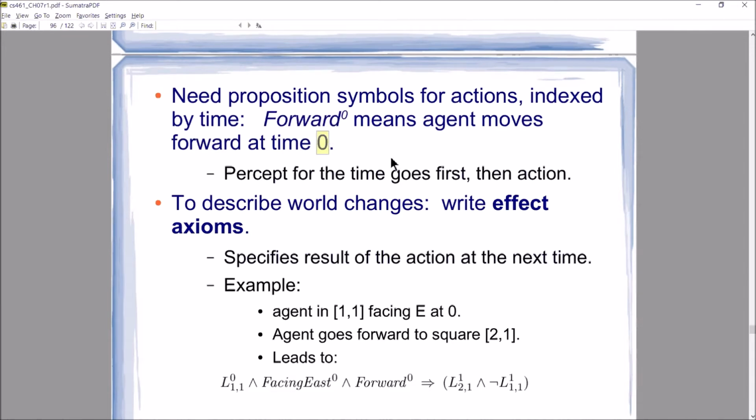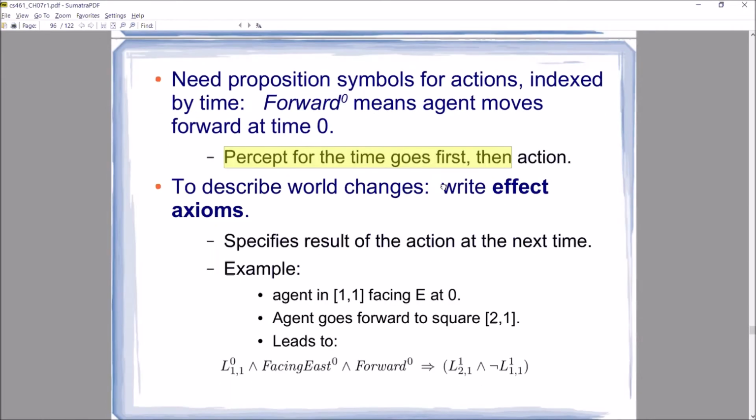Okay, so with this particular notation, you can write it a couple different ways, but the way we'll write it is that we'll have the percept for the time going first, and then the action. So to describe how the world's going to change as part of this transition, we'll write these things called effect axioms.